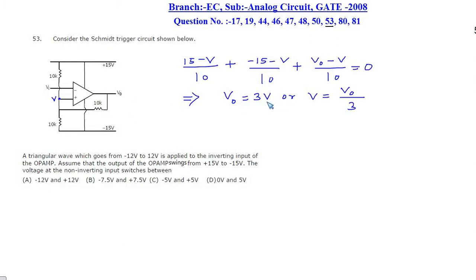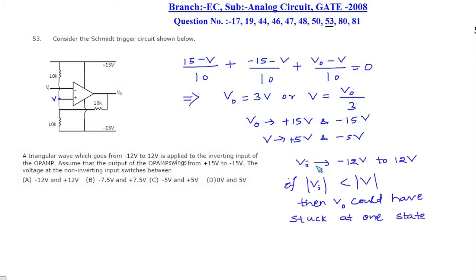So what will be the value of V? V is equal to V0 by 3. So if V0 is varying between plus 15 volt to minus 15 volt, then V will vary between plus 5 volt to minus 5 volt, with a condition that the input voltage Vi swing must have a peak voltage greater than 5 volt. In this case, the input voltage has a peak of 12 volt, which is greater than 5 volt. So the swing will happen between plus 5 volt to minus 5 volt.